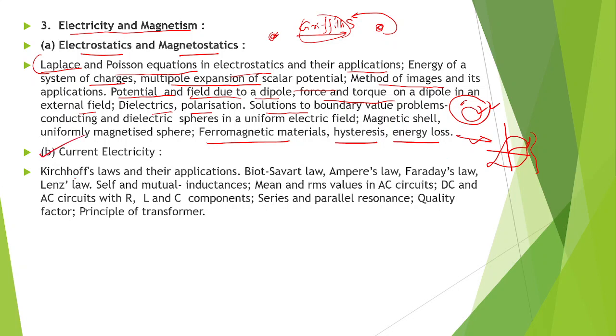Now we have current electricity, Kirchhoff's law, obviously not that class 12 level formula. Here we will use complex numbers for Kirchhoff's law and their applications. We have Biot-Savart's law, Ampere's law, all in terms of Del, nabla, whatever you say. We'll see that. We'll see Faraday's law, self and mutual inductances, mean and RMS values in AC circuits, DC and AC circuits with LCR components, both parallel and series. Obviously we have quality factor Q. We have the principle of transformer. Okay, so basic things, and transformer is a very common thing.